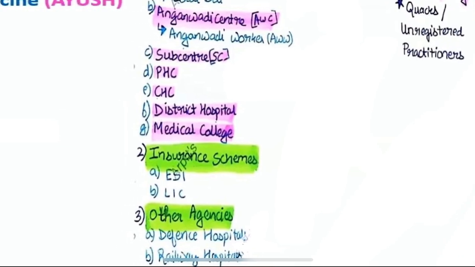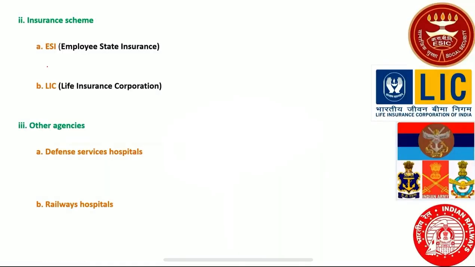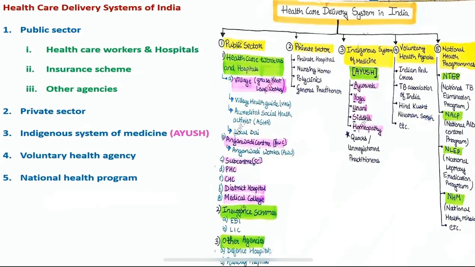In the public sector, followed by insurance scheme and other agencies. Other agencies are the defense hospitals and the railway hospitals. The insurance schemes include the ESI, Employee State Insurance Scheme, and we have the Life Insurance Corporation, or LIC. Next, we have the other agencies, which include Defence Service Hospitals and Railway Hospitals. So this was all about the public sector.